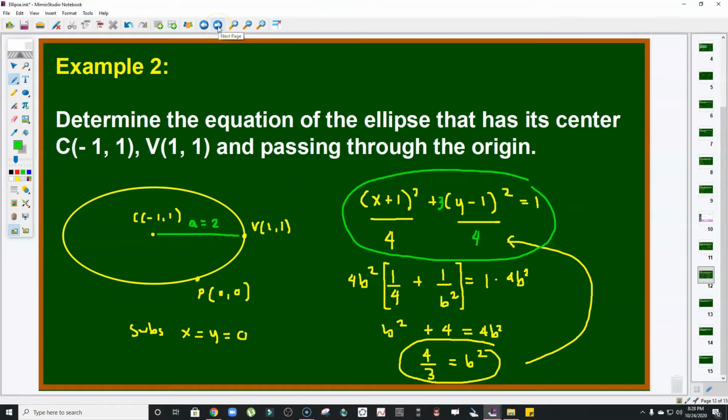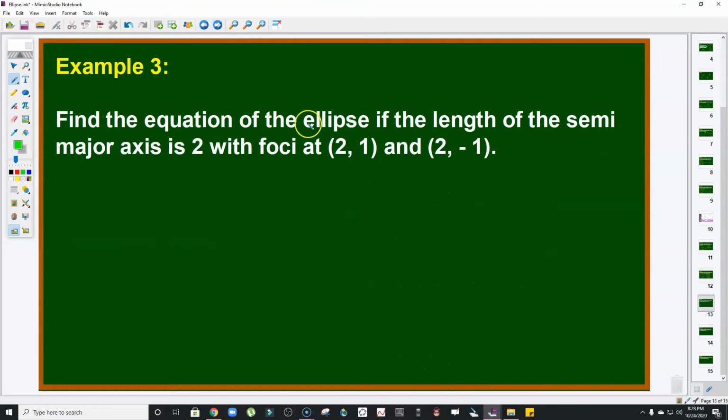Problem number 3. Find the equation of the ellipse if the length of the semi-major axis is 2 with foci negative 2, 1 and 2, negative 1. Okay, this time, take note, ang parehas yung x. So, therefore, yung ellipse natin has a vertical major axis. Okay, something like this.